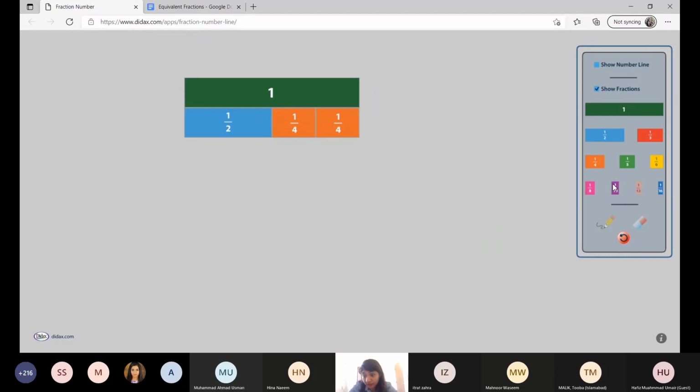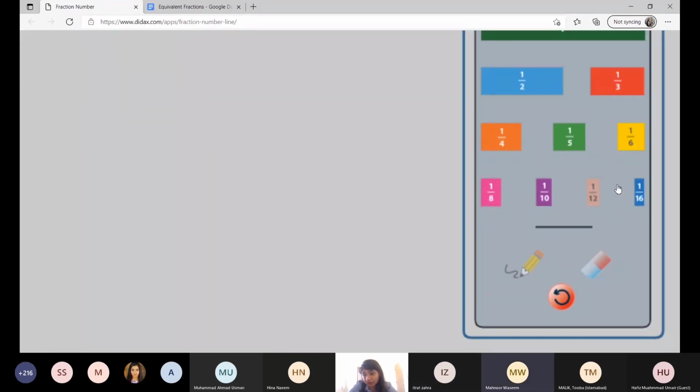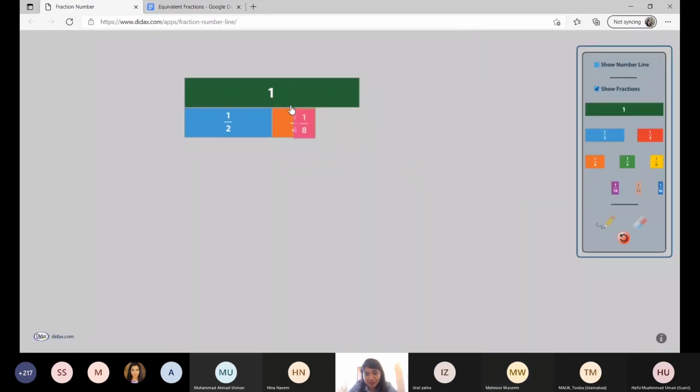What could that be? If you see the fraction, 1/8. Two 1/8. Two halves, 1/8, 1/8. Too many. Or we can represent it, replace it by 2/4 as well.